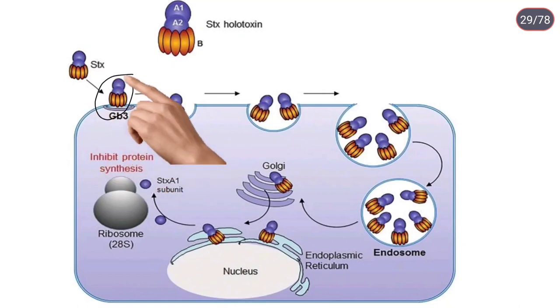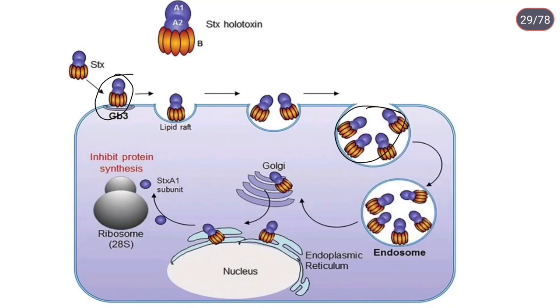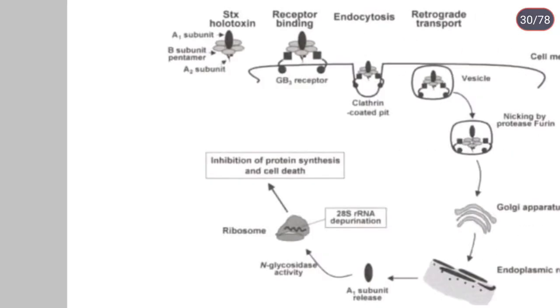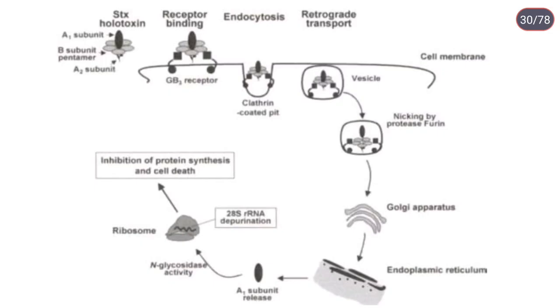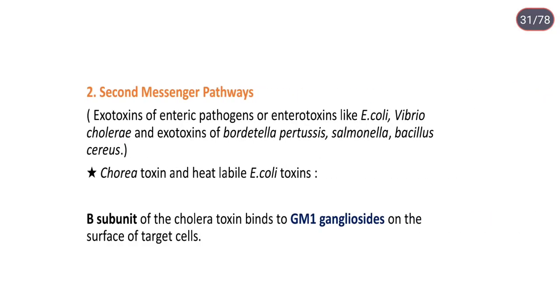You can see this is the GB3, then endosome formation, trans-Golgi network, then endoplasmic reticulum, then the A subunit comes outside, which causes the inhibition of protein synthesis by deleting the adenine nucleobase from the rRNA of the 60S subunit of the 80S ribosome of the eukaryotic cell. The same mechanism is again shown here, so I'm skipping it.